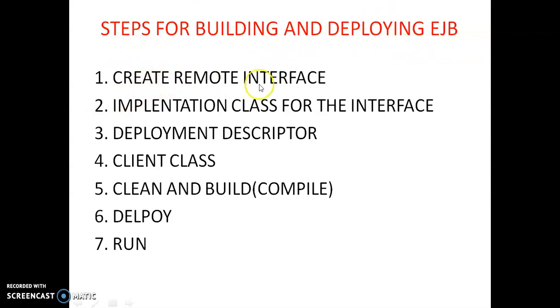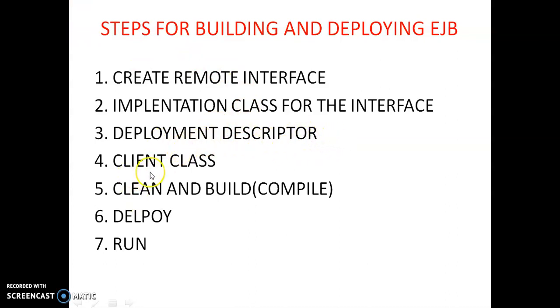The first step is to create a remote interface, and the second is an implementation class for this interface. What do you mean by interface? It has only abstract methods. The implementation of these abstract methods should be written in some class, that is the implementation class for this interface. That is the second step. Then the third is to write the deployment descriptor, which is used for connecting to the EJBs.